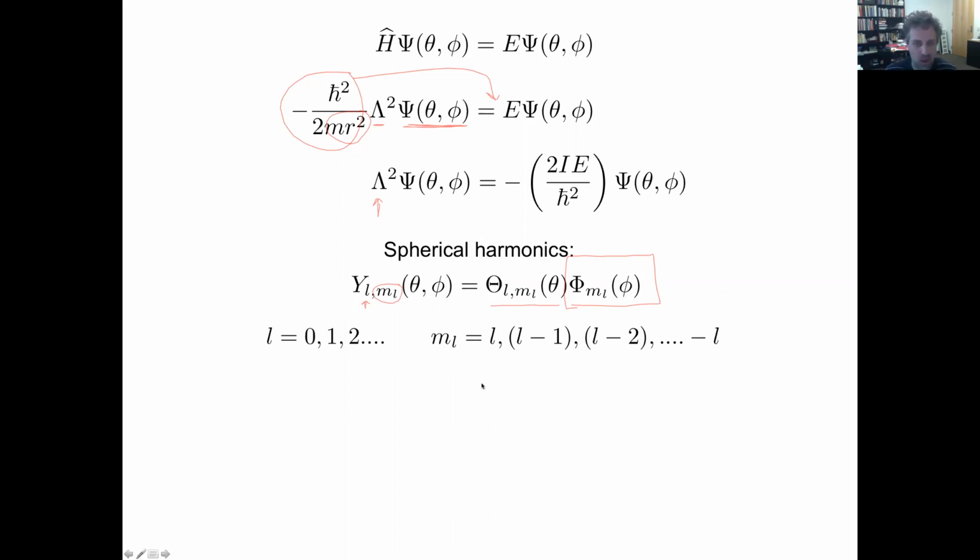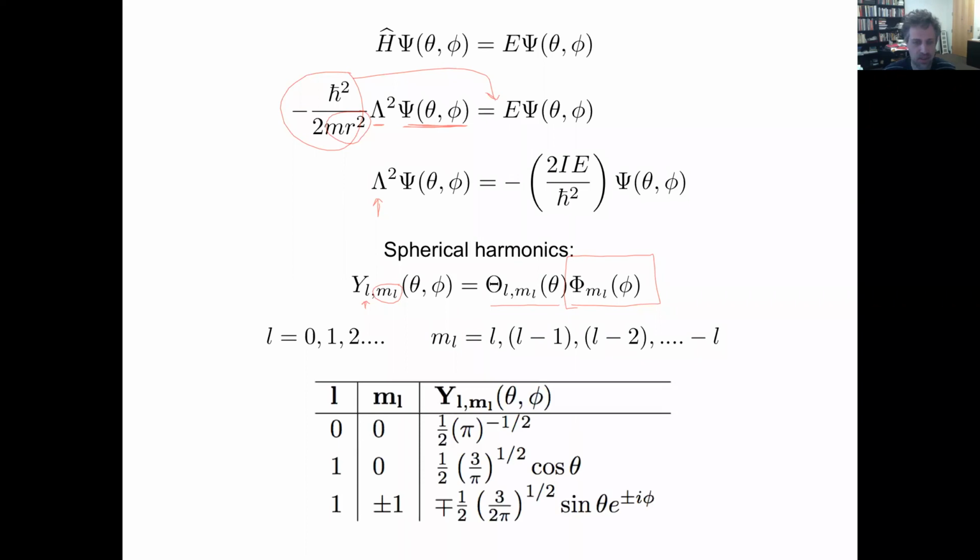So what do these functions look like? Because this is still very cryptic, okay? So let's have a specific example. So here it is, the lowest possible solution, the lowest quantum numbers L and ML are called 0, 0. Okay, those are the lowest ones. Is this correct? Let's find out.